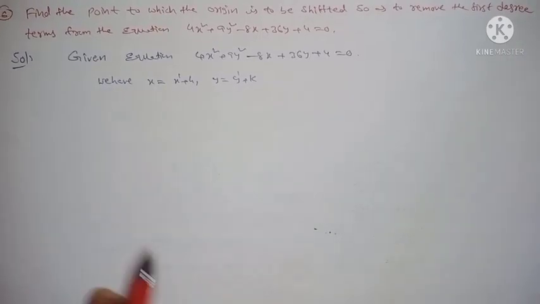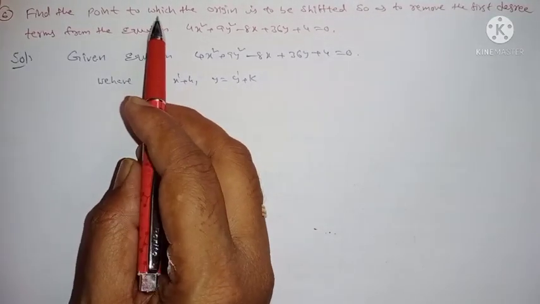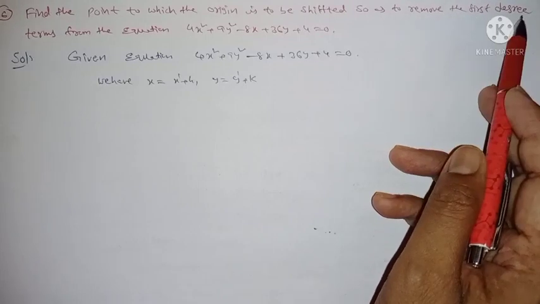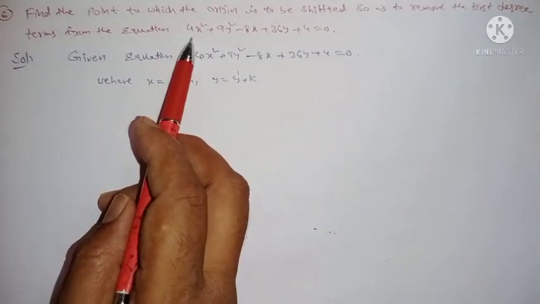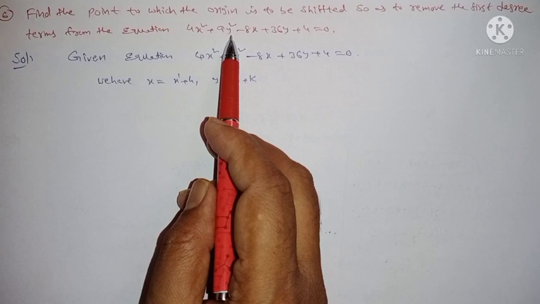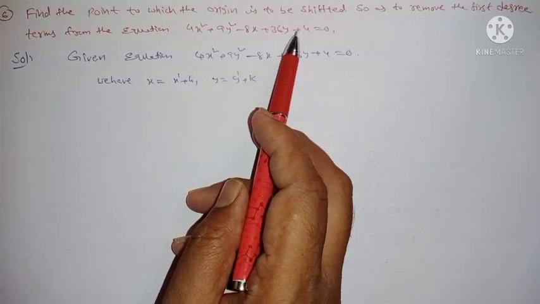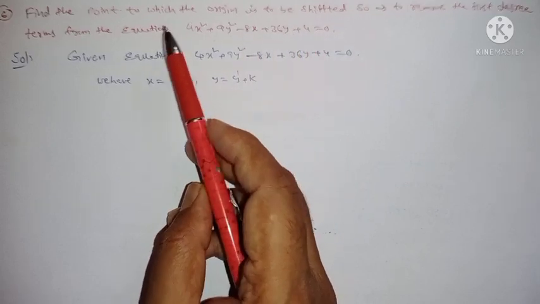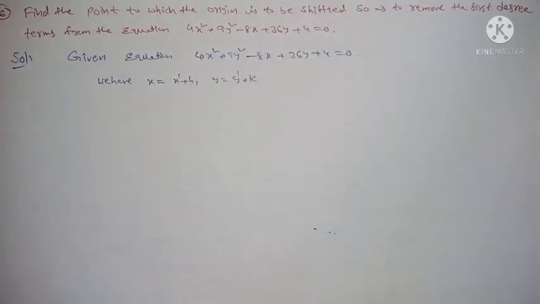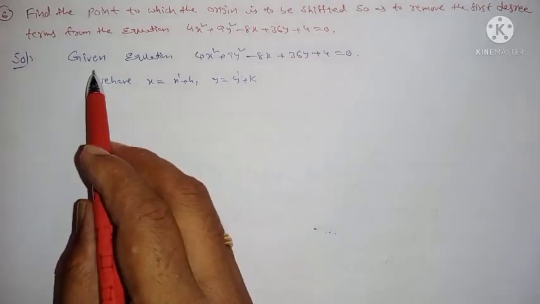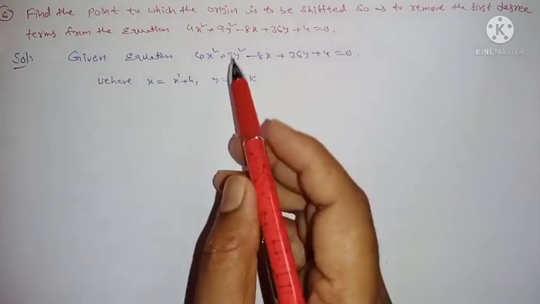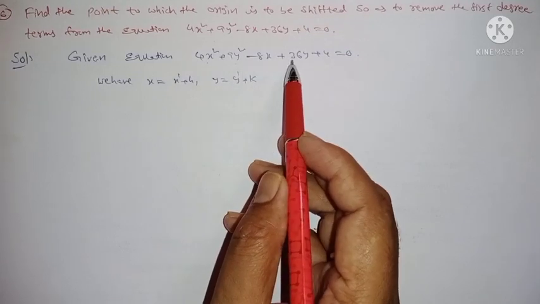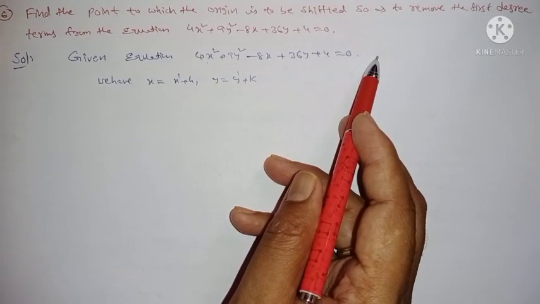Next question is the sixth one. Find the point to which the origin is shifted so as to remove the first degree terms from the equation 4x square plus 9y square minus 8x plus 36y plus 4 is equal to 0. A similar example problem is done, same method. You can also write here, the given equation is 4x square plus 9y square minus 8x plus 36y plus 4 is equal to 0.